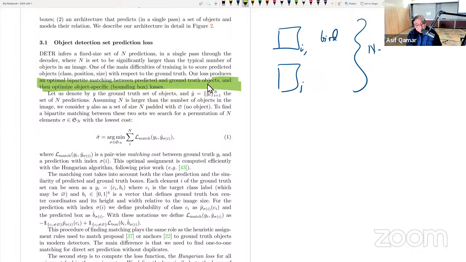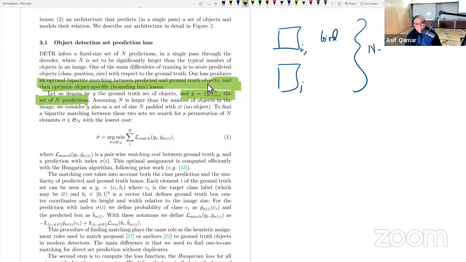Let us denote by y the ground truth set of objects. We always use y for ground truth, and y hat for predictions. Standard convention. Assume n is larger than the number of objects in the image. So suppose I say find 50 objects. There are 2 birds. Then what will happen? It will find the other 48 bounding boxes will be what? No objects. No objects. Yes, exactly.